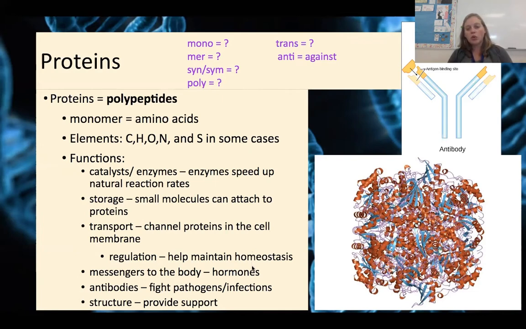Proteins can be used as hormones. I'm sure you've heard of hormones before. They are messengers from one cell to another. So you can think of one cell sending another cell a text message saying, hey, I need you to do this. And that text message would be the hormone.